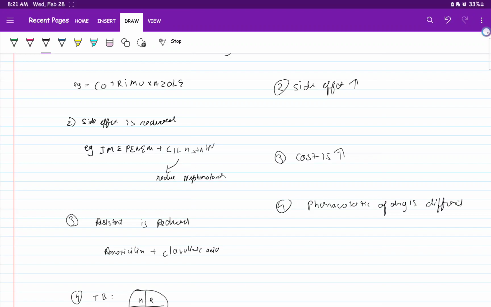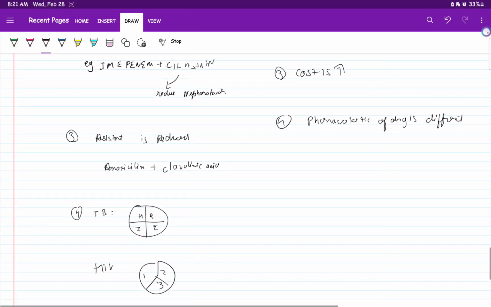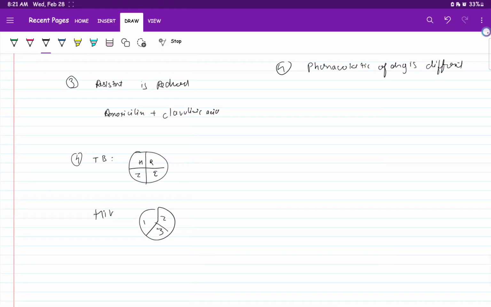Resistance is reduced. For example, if we give only amoxicillin, the bacterial resistance develops, so we also give clavulanic acid. If a person forgets to take one drug, then the resistance might also develop. So in TB we go for 4 drugs in one tablet.